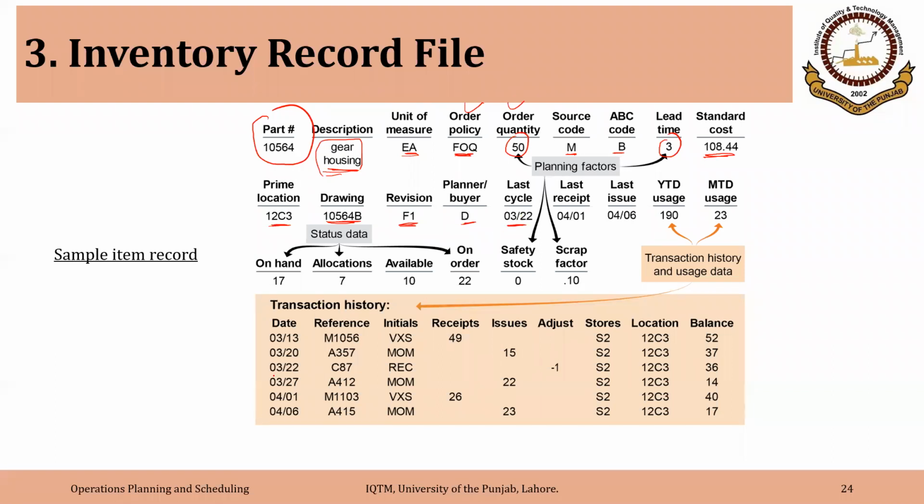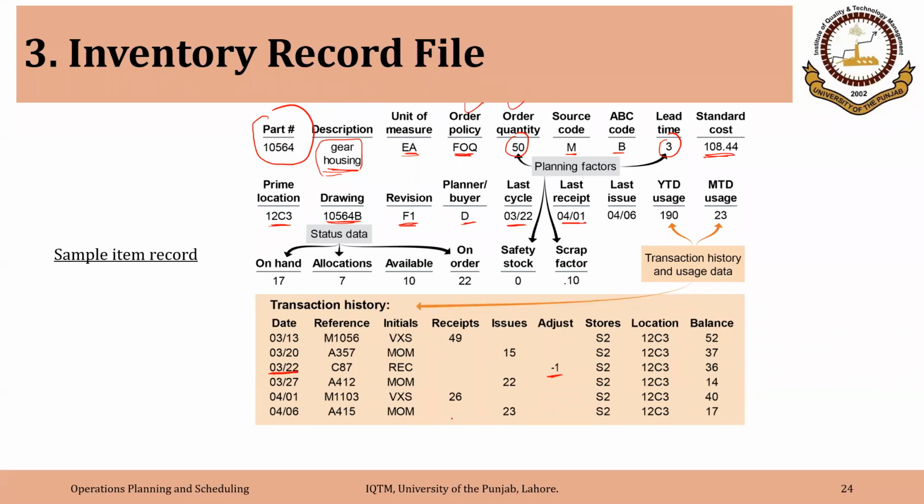And you could see that because of the counting on 22nd March, there was a difference of one component found, -1. So records showed one component greater than what was physically there. This gear housing was physically less in number than the record showed. The last receipt was on 4th January.